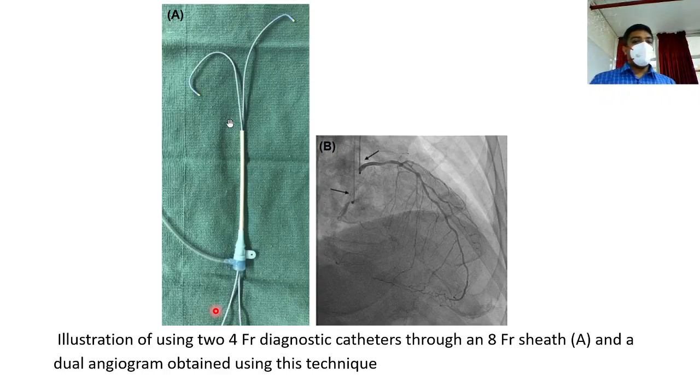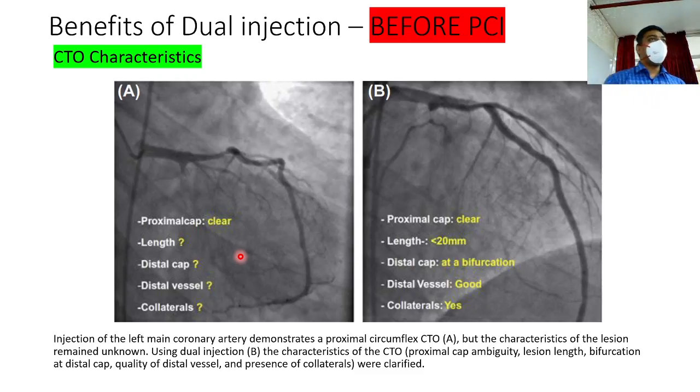We can even do dual injection with a single access also, that is, we use two 4 French diagnostic catheters through an 8 French sheath. We can use it like this, or we can go for multiple access also, that access will come in detail. So what are the benefits? How can we do the angiography through a diagnostic catheter?